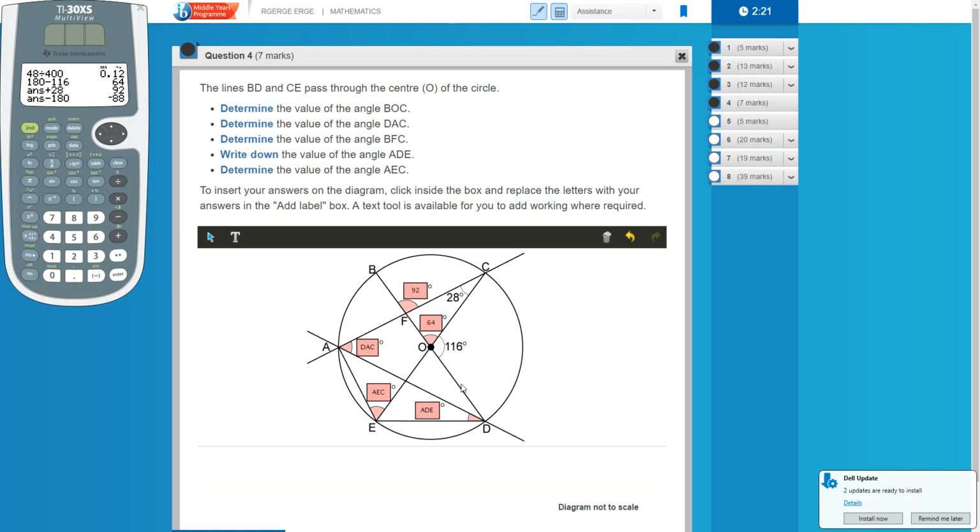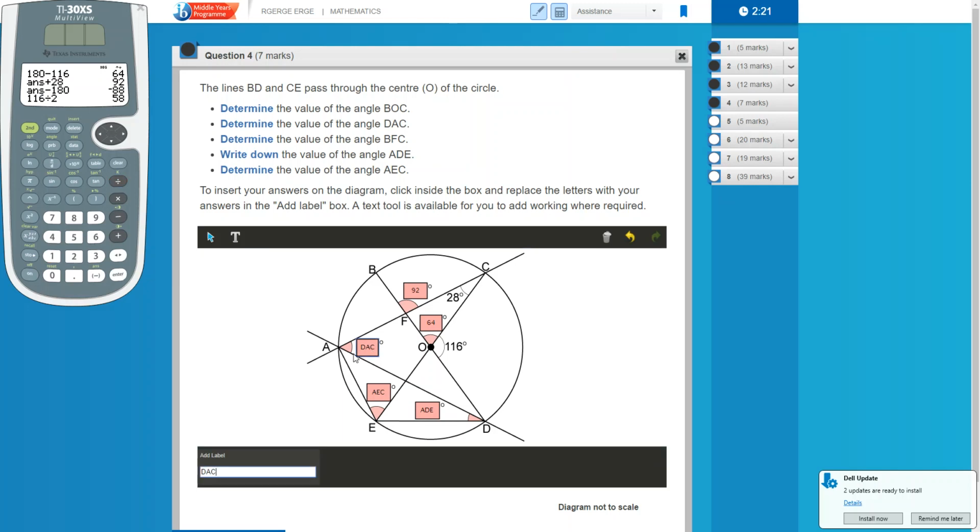Now this one, looking at the shape of this, it might be difficult to see. We've got an arrowhead type shape, we've got an angle at the center point, and we've got an angle at the circumference. Hopefully you recognize this. This is one of the circle theorems, that this angle is half of 116, which is 58 degrees.